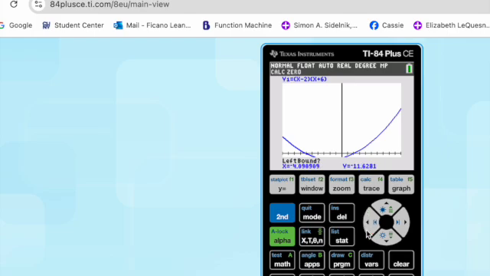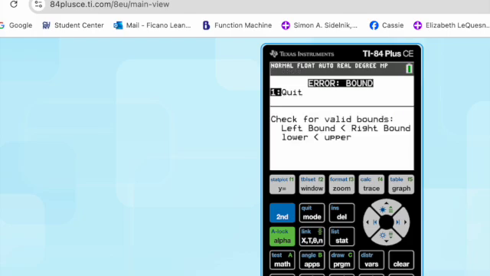And we'll do the left one. Go to the left bound. I'm going to go past the x-axis, and then I'll go to the right bound, right? I'm not going all the way to the right of the graph. I'm just going to the right of that x-intercept, right? Hit enter, and then hit enter, and it gives me, hit enter, go back.